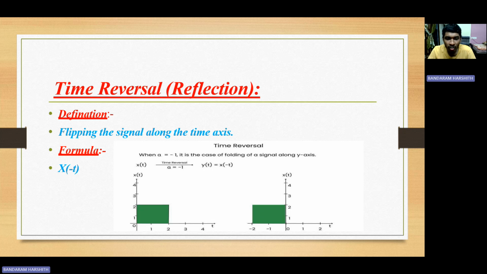Formula: x of minus t, where x of t is the signal we wanted. On substituting minus t, we get x of minus t, which is the exact reflection of the signal which we wanted.